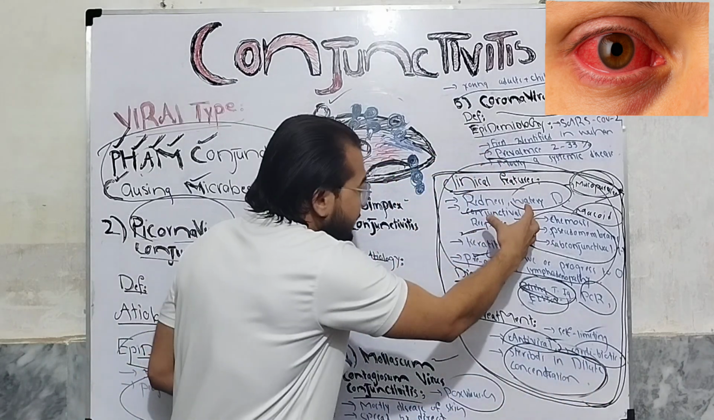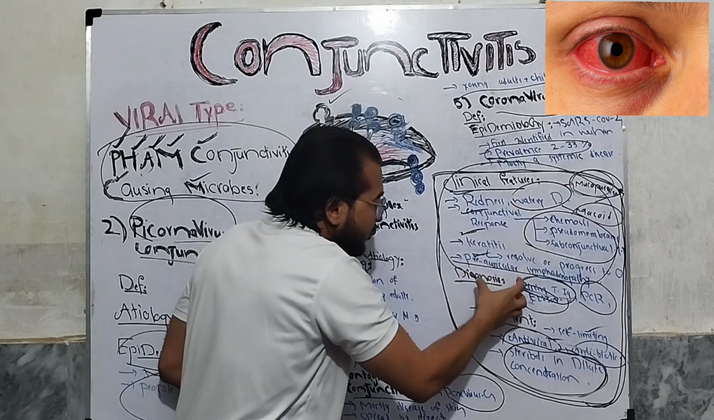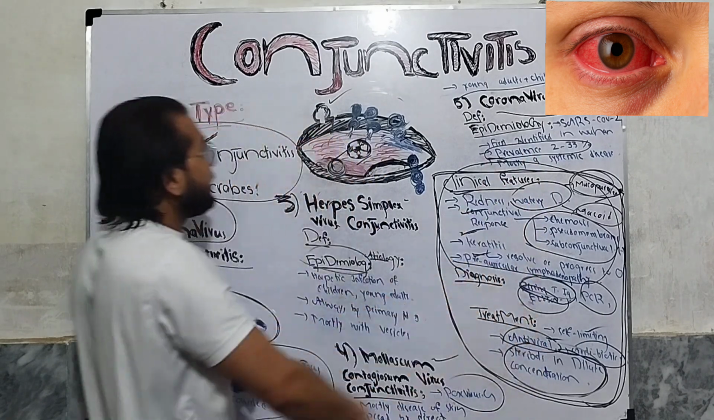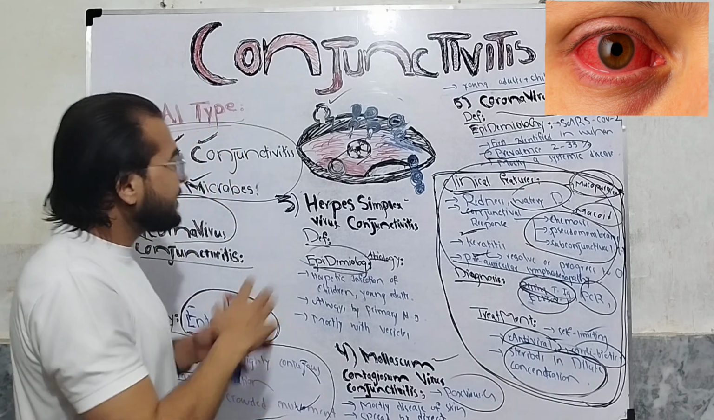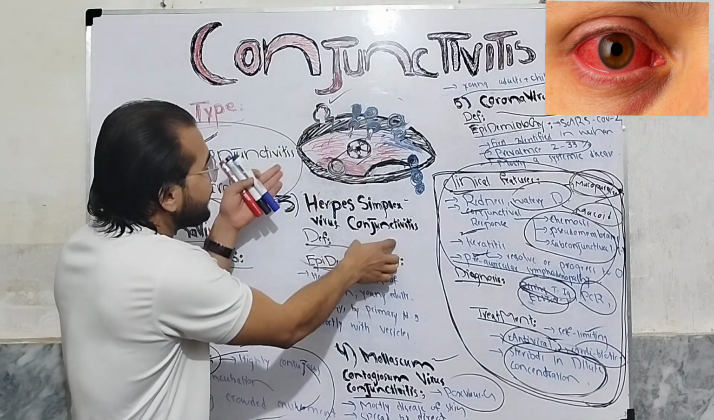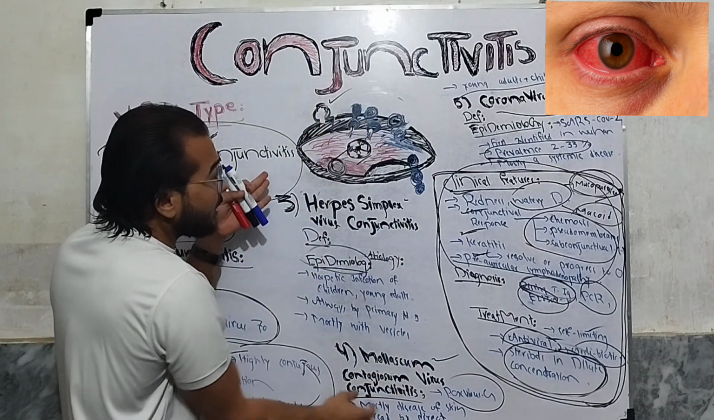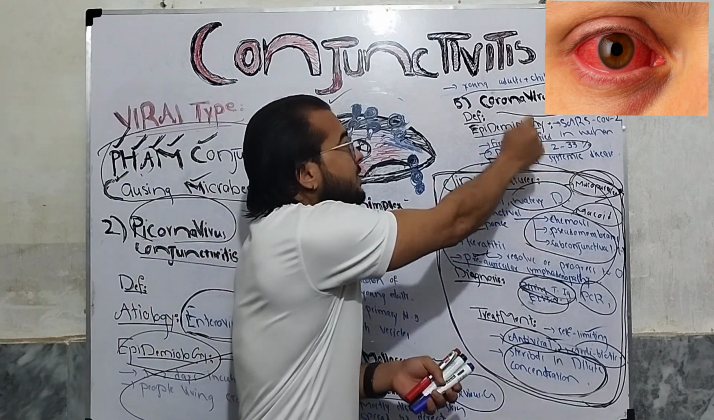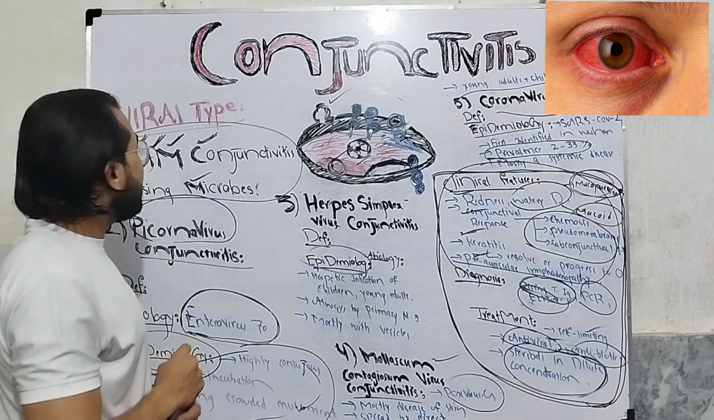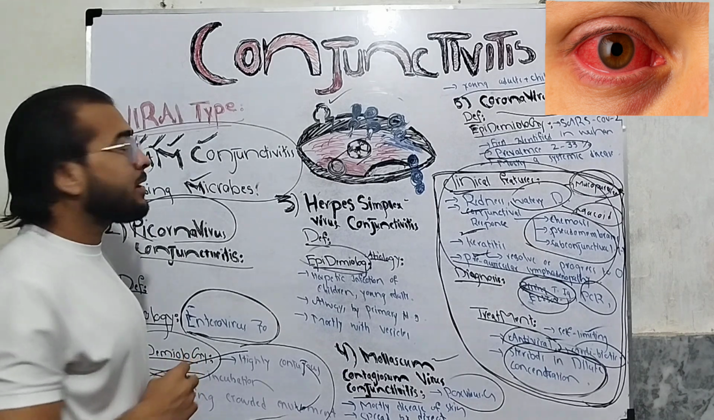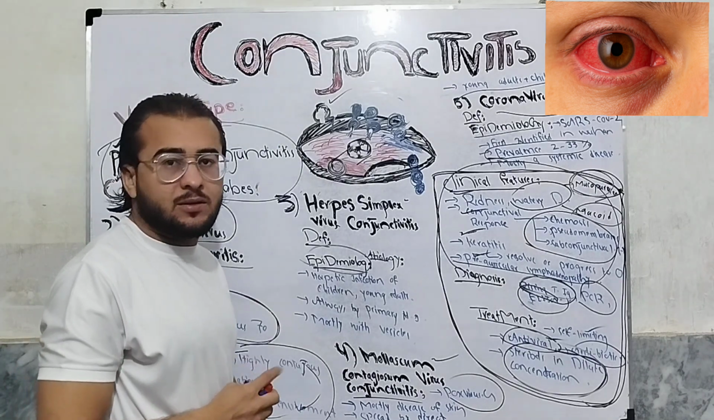So most of the clinical features, the diagnosis and the treatment are similar for all these viral types of conjunctivitis, with the exception of the vesicles in herpes simplex, the nodules in molluscum contagiosum virus, and the systemic disease in coronavirus. So now we have covered all the viral types of conjunctivitis.